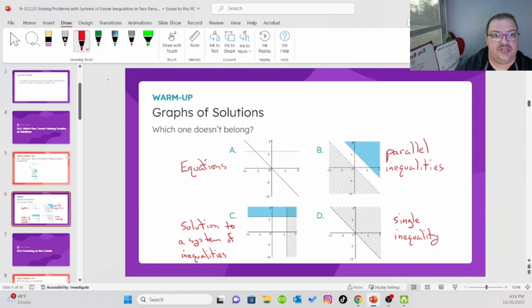So here you can see the differences between graphing equations or graphing inequalities. You can see what it looks like to have a solution to a system or not having a solution to a system. And you can see what it looks like when you're graphing a single inequality versus graphing a system of inequalities.